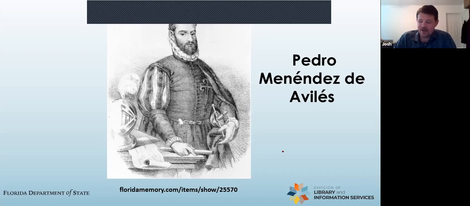August 28, 1565, Menendez sights land just off the coast of what we now know to be St. Augustine. And he ends up naming that place St. Augustine because he finds it on the feast day of St. Augustine. The Spanish love to name things after the feast days of saints. So that's how we end up with a lot of these names that have saints involved with them, and names of Catholic holidays and stuff like that.